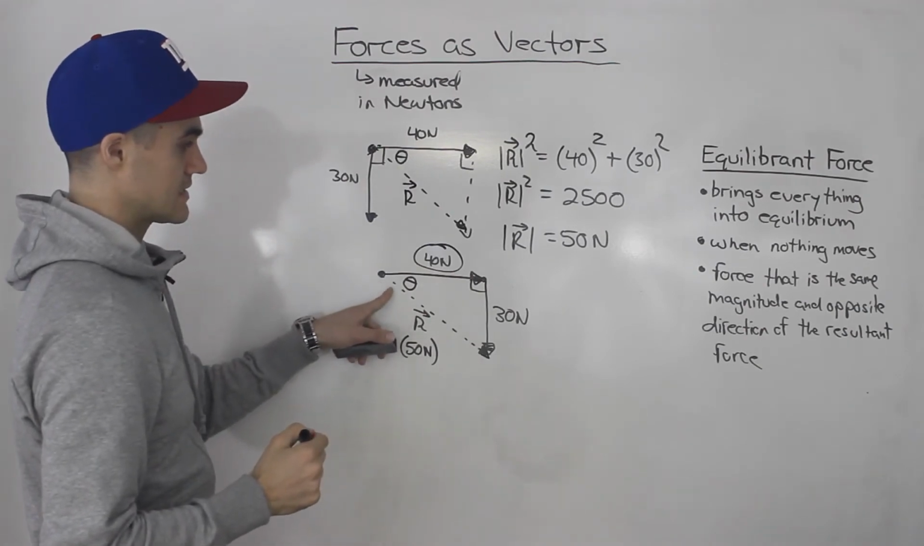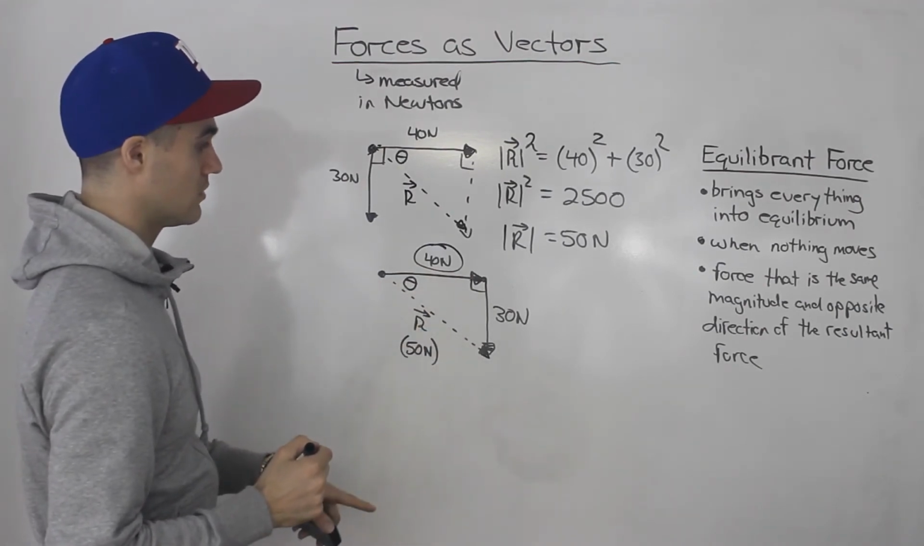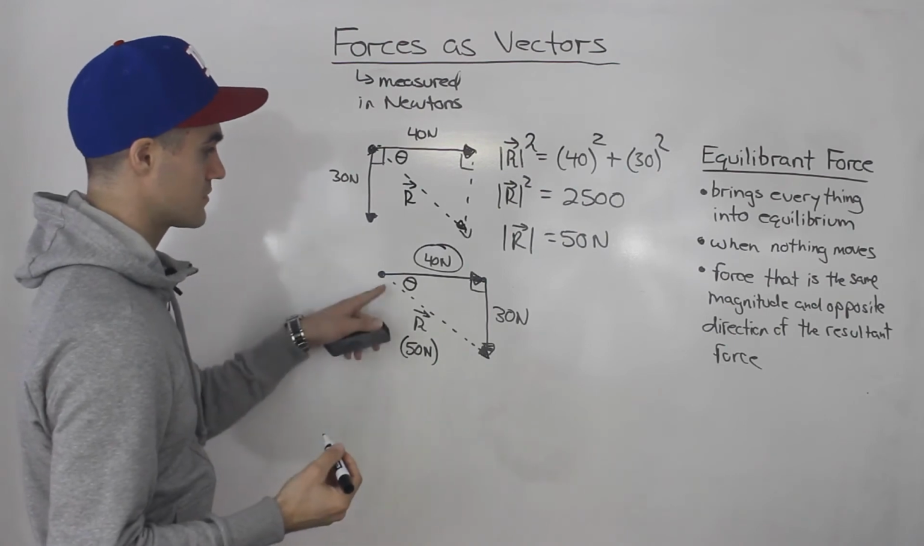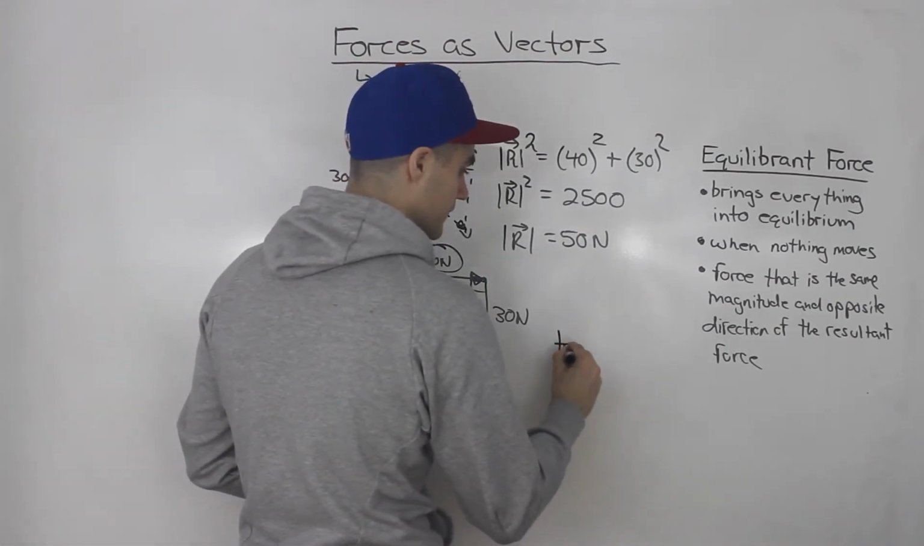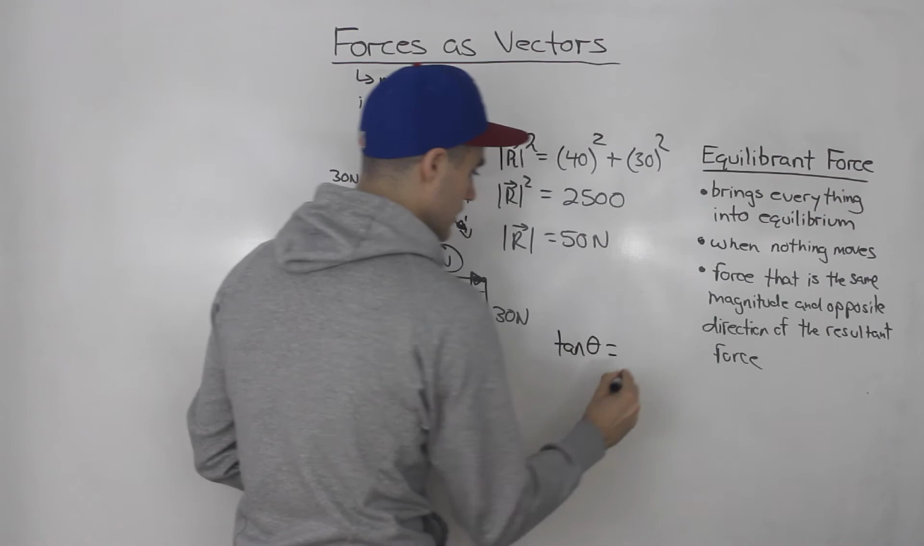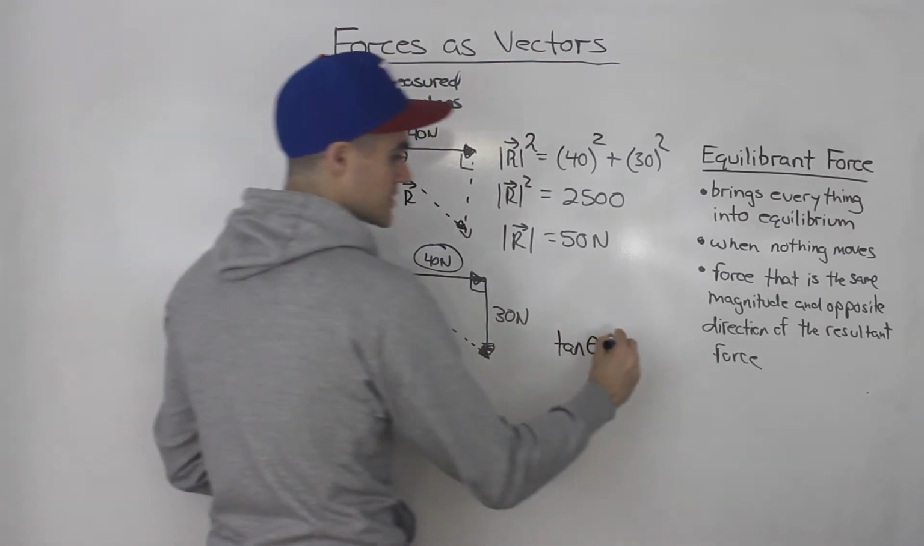And again, since this is a right angle triangle, you can just use SOHCAHTOA. So notice that tan theta is what? Opposite over adjacent.